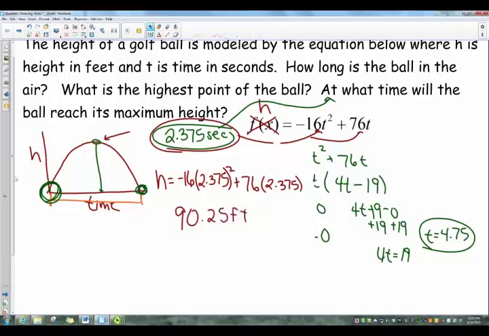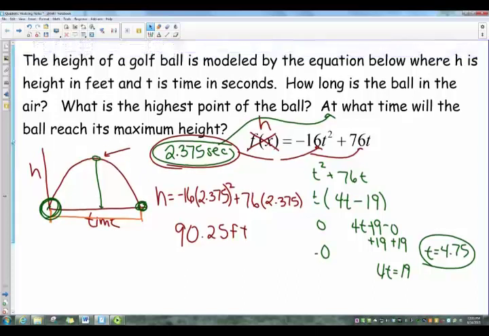So you hit this golf ball, it stays in the air for 4.75 seconds. It reaches a maximum height of 90.25 feet, and that happens at 2.375 seconds, and there you go. So from what they've given us, we can solve all of this information.